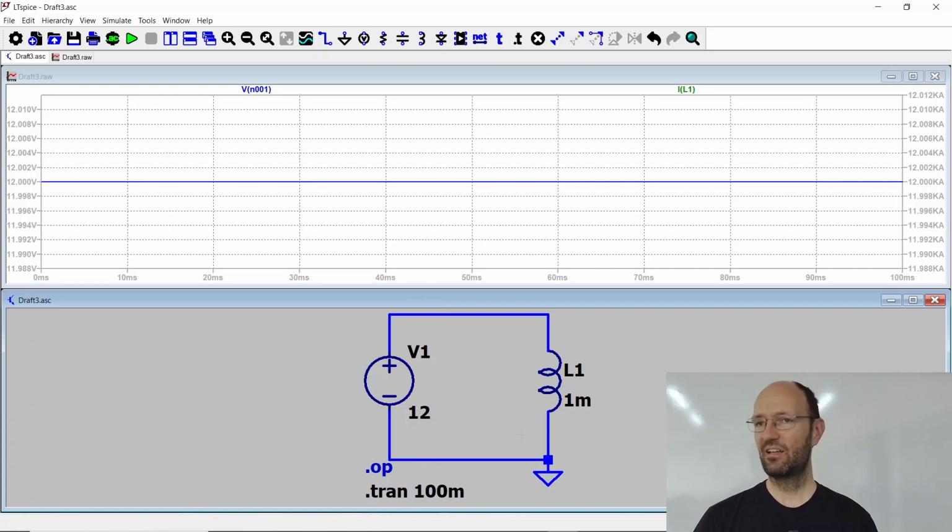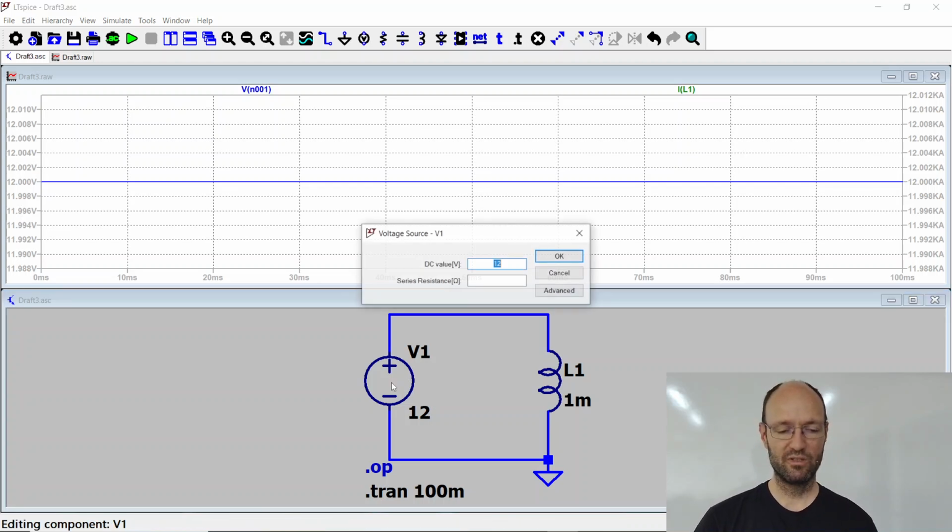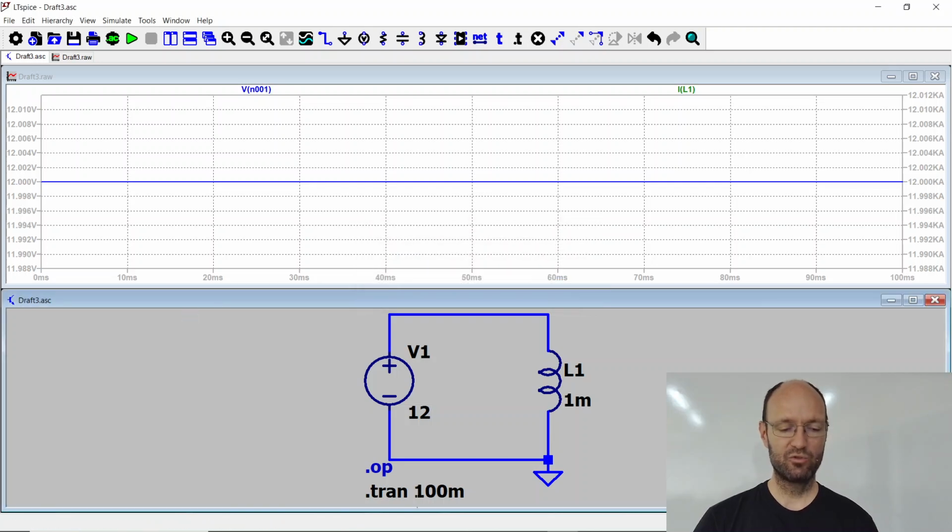So any other ideas what we could change in the settings? Say again? Yeah. So the problem is that our source is still a DC source. It's already switched on all the time. So I think what we could do is we could change the source. I will do another thing.